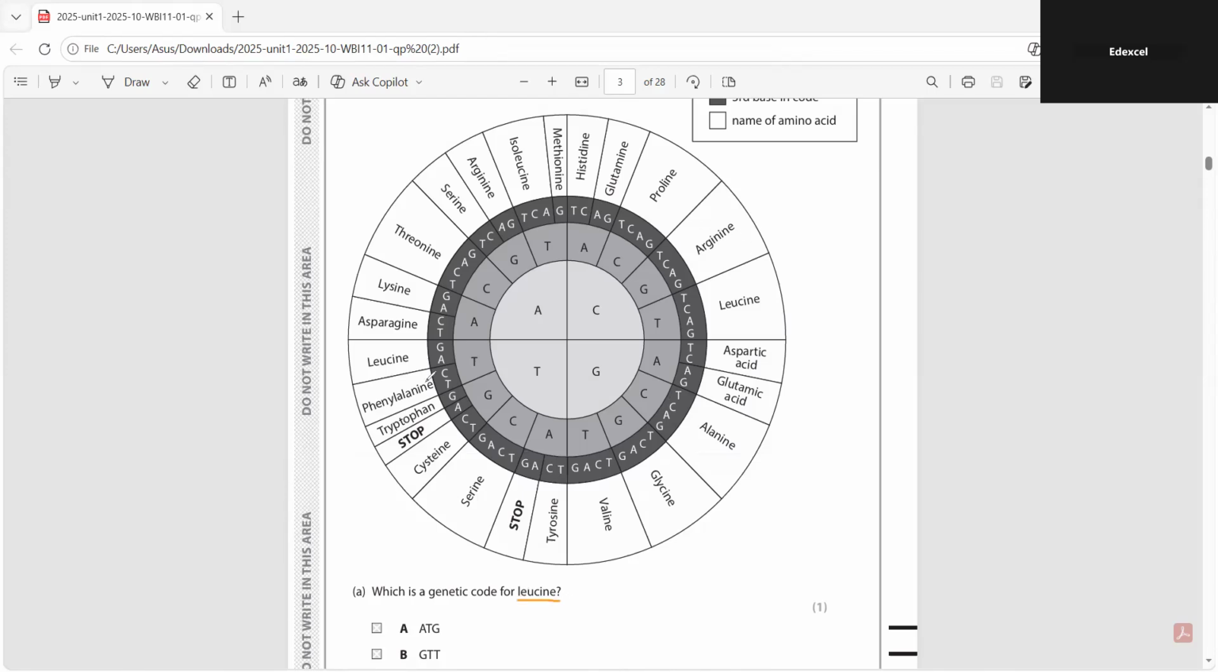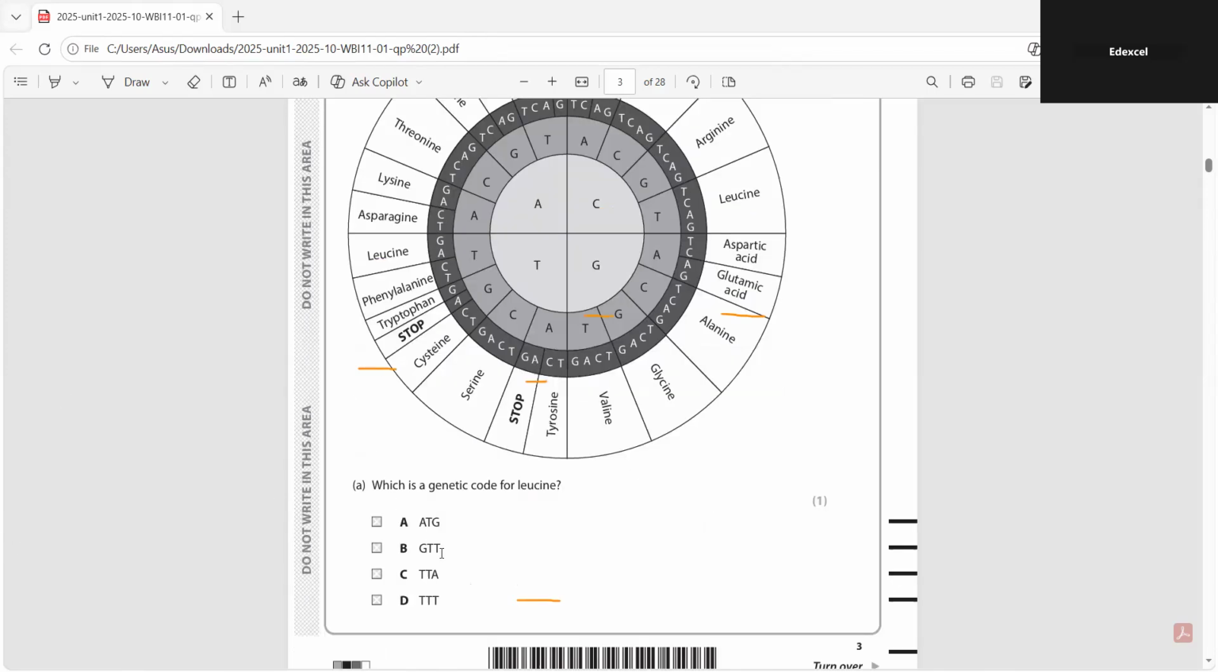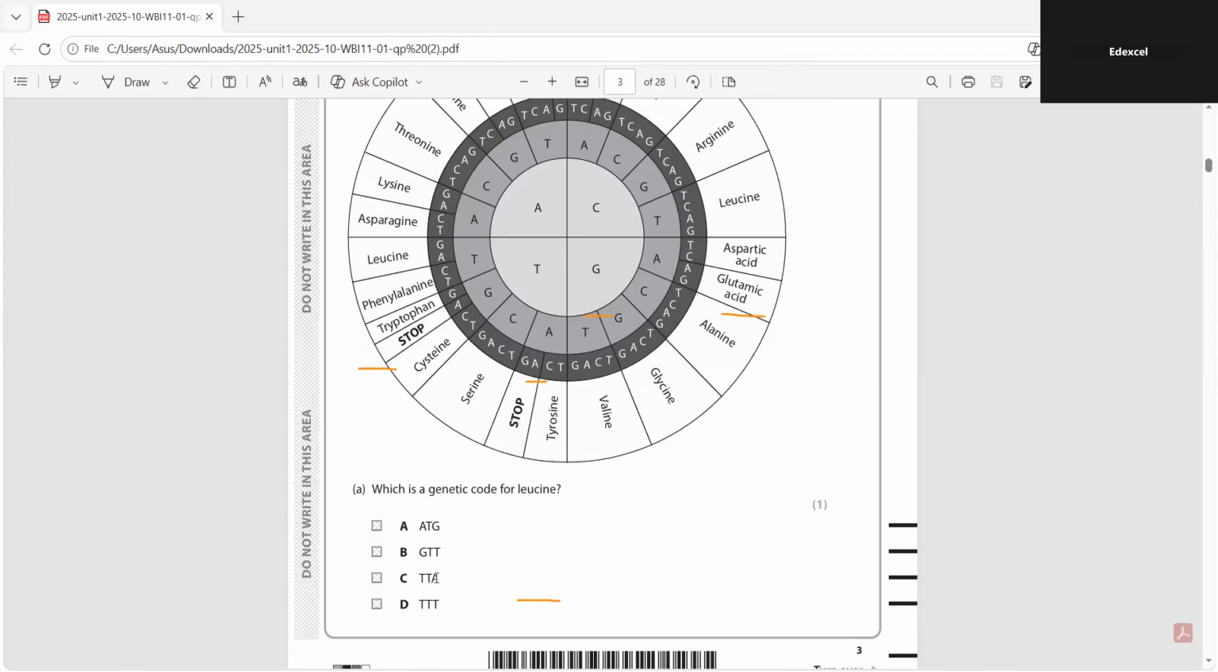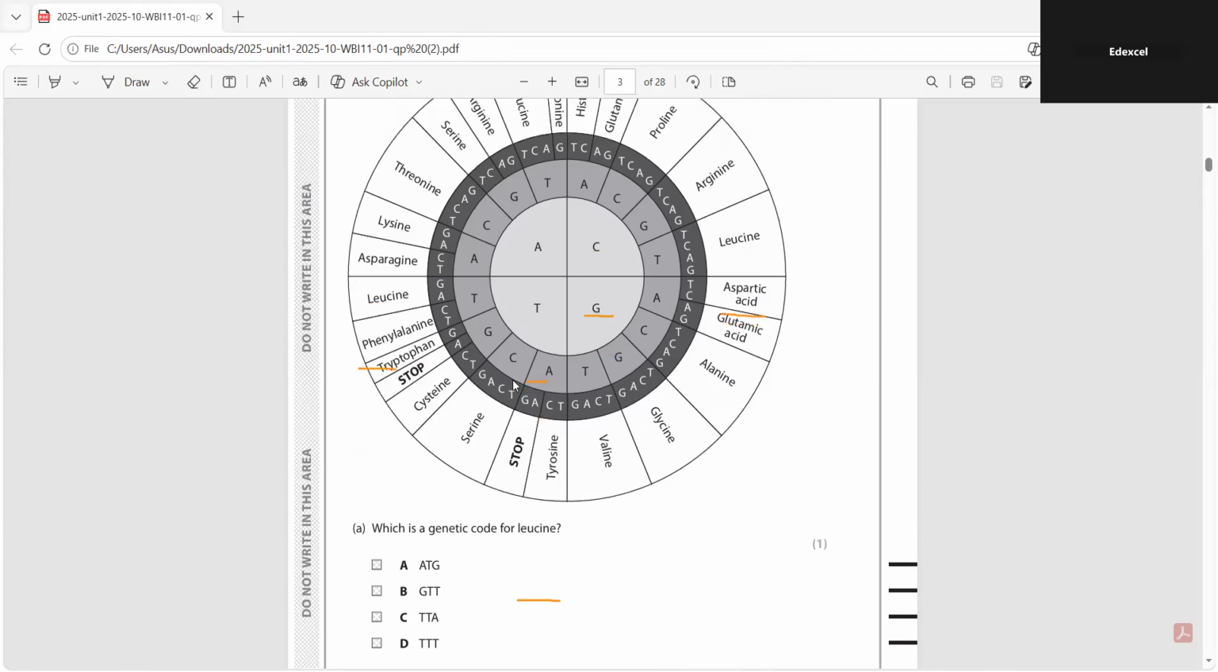In this circle, you can see leucine here as well as here, right? So it should either start with C or T. In the options, you can see there are two options that start with T. So let's consider the T part. When you see the T part, leucine should be TTA or TTG. In the options, you can see only TTA. So C is the option.